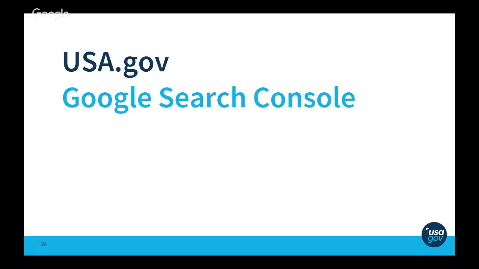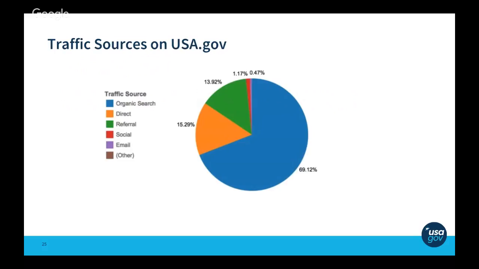Wow, that was a lot of great information that we can probably use going forward. So I'm going to talk a little bit about USA.gov and how we use the Google Search Console because search data is very important to us. We get about 69% of our traffic from organic search, which is a huge percentage.